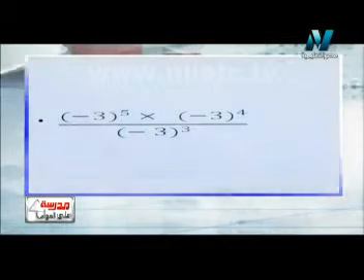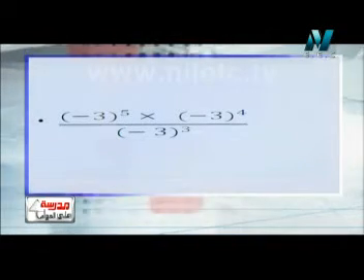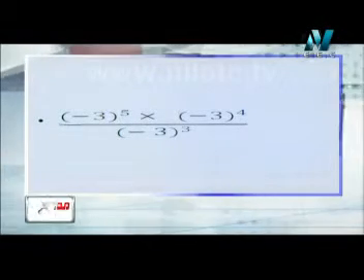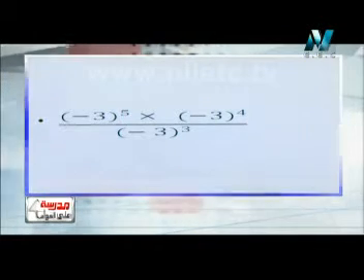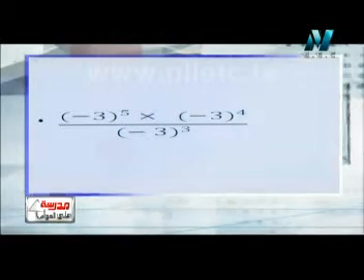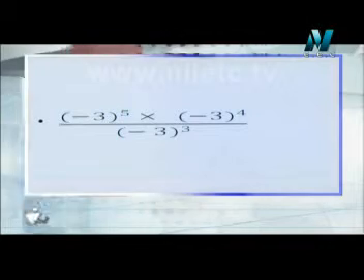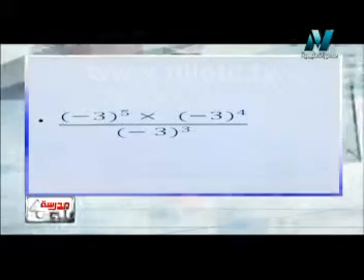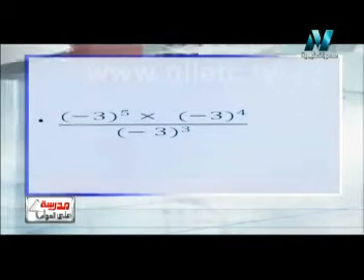The second one, negative 3 to the power 5 times negative 3 to the power 4 over negative 3 to the power 3. We have the same bases. Firstly, in the numerator we have multiply. We put the same base negative 3.